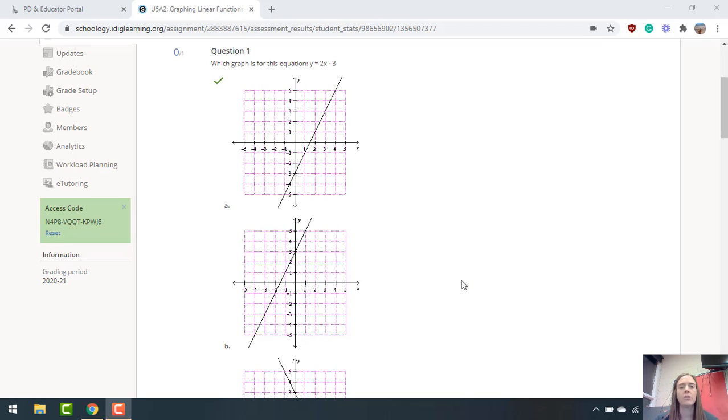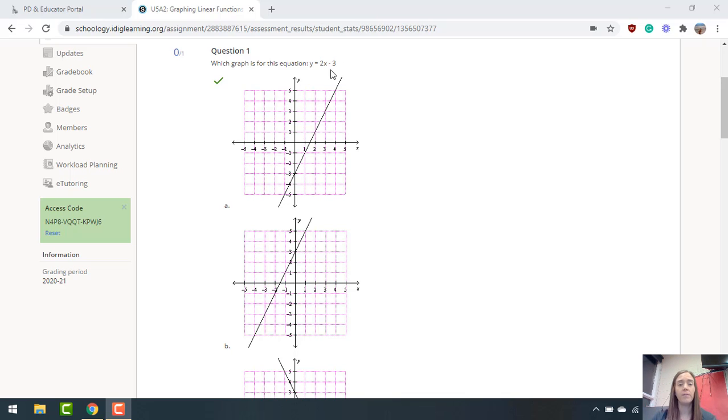This one I'm just going to actually go through the whole quiz. Now some of your questions may be different from the quiz that I'm going through because there's about 15 that they pull from, but you should have all these same types of questions. Okay, so this first one says, which graph is for this equation y equals 2x minus 3?